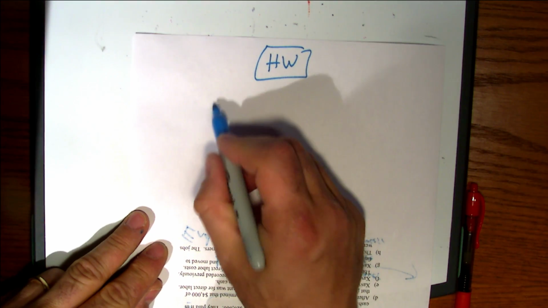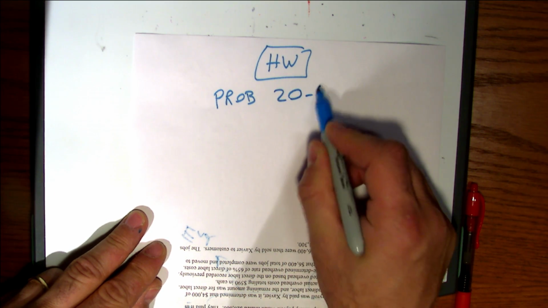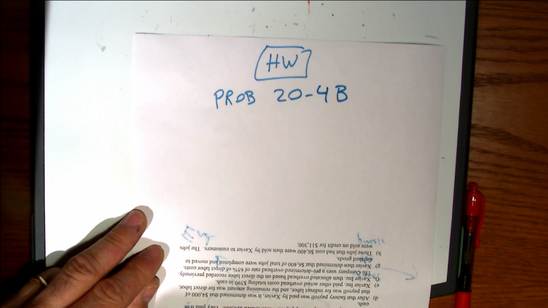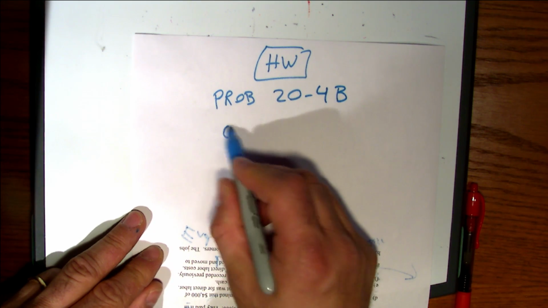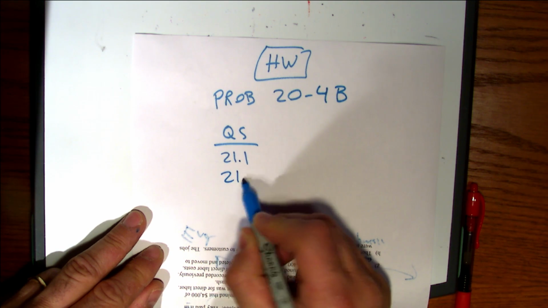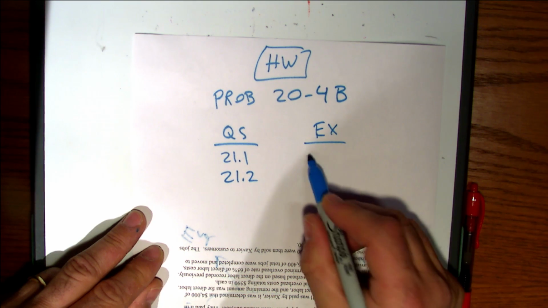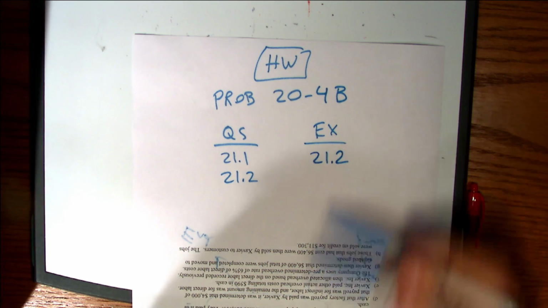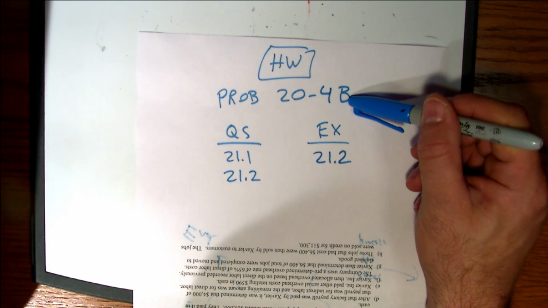I want you to do problem 20-4B. That has to do with process cost summary, okay? And then from chapter 21, I want you to do quick study 21-1 and 21-2 and exercise 21-3.2. So that's it for homework. These are real quick. These take a little longer, but I think you're probably going to be a lot quicker on it this time than you were for the homework due today.